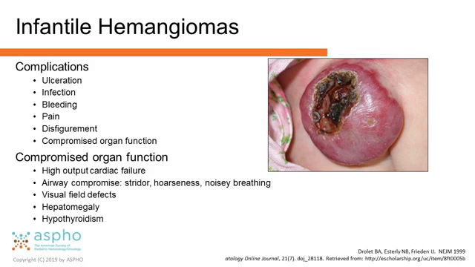Complications of infantile hemangiomas include ulceration, infection, bleeding, pain, disfigurement, and compromised organ function. This compromised organ function can include high output cardiac failure, airway compromise, suggested by stridor, hoarseness, or noisy breathing, visual field defects, hepatomegaly, and hypothyroidism.